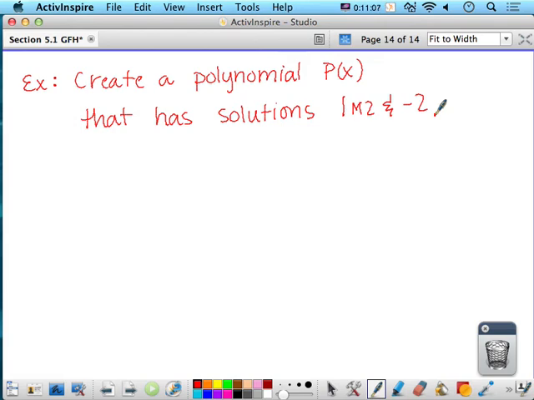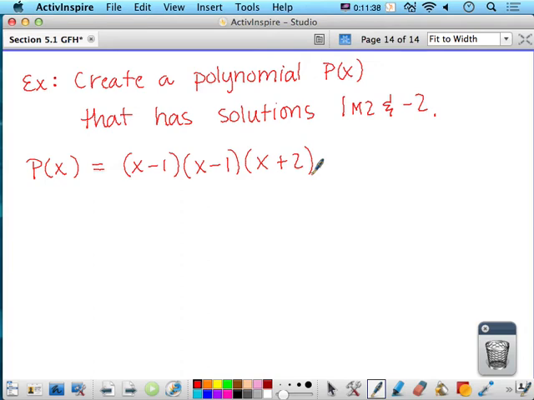It's really easy. First off, you just name the polynomial. We'll call it P of x and let it equal. And you have to write its factors. If 1 is a solution twice, what factor has to be there twice? Is it x plus 1 or x minus 1? X minus 1. So we're going to do x minus 1 times x minus 1 times x minus negative 2, which would be x plus 2. And then you just have to multiply that out.